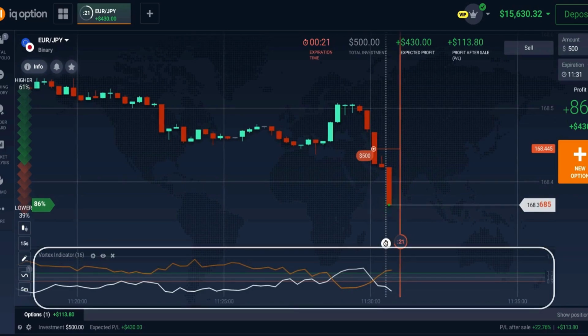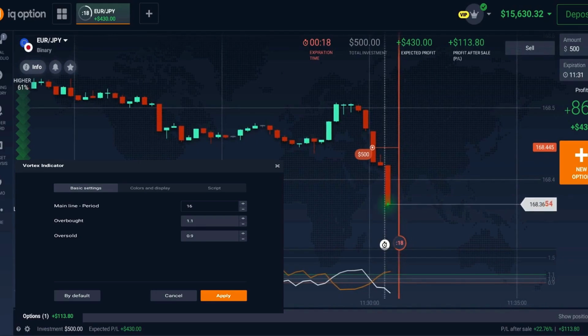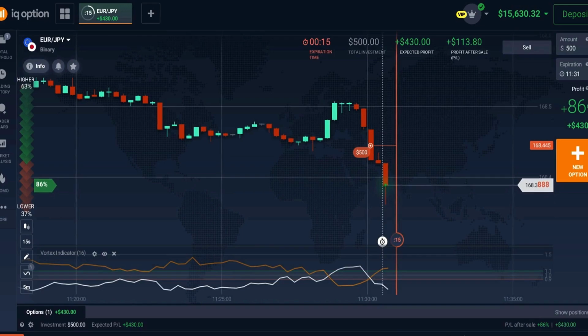First, apply the Vortex Indicator on your platform. Change the main line period setting from 14 to 16, but leave the overbought and oversold settings as they are. The candle time frame should be set to 15 seconds.